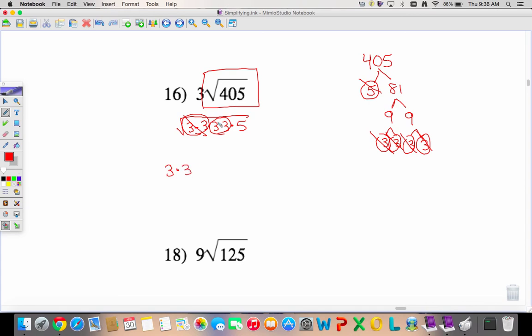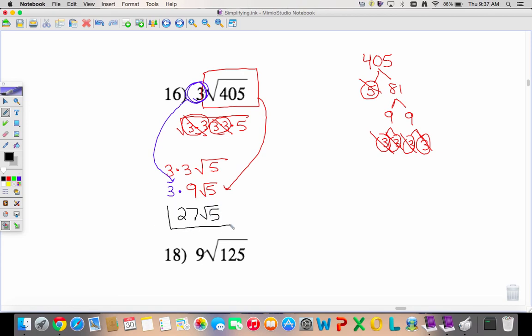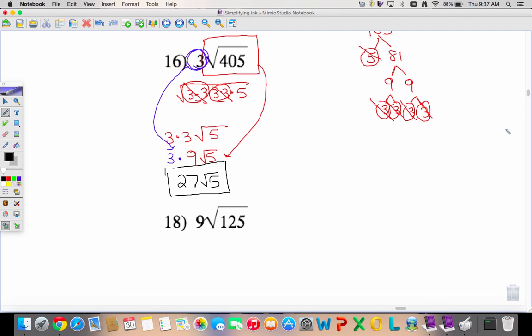Okay, I can pull out my 3's. So I have 1 pair right there, another pair right there, and a square root of 5. 3 times 3 is 9, and then I have the square root of 5. Okay, but we're not done. That's just simplifying the square root part. You have to consider the 3 that you have out here. So now I'm going to bring that 3 over here. Okay, 3 times 9 is 27. You still have the square root of 5. And so that's your final answer, 27 square roots of 5.